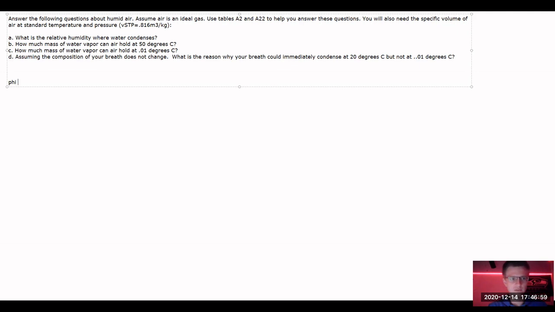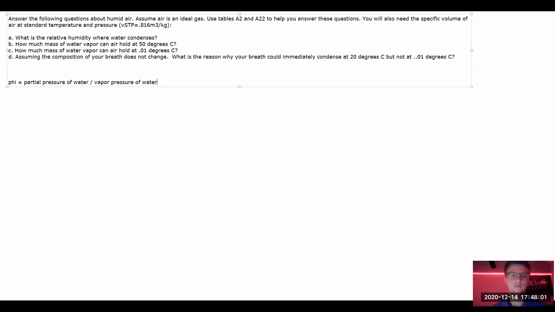So we have phi, which represents the relative humidity, and then that's going to be equal to the partial pressure of water divided by the vapor pressure of water. This equation explicitly states that once the partial pressure of the water in the system becomes equal to the vapor pressure of the water at a given temperature, the water will condense because the partial pressure is related to the amount of water in the system.